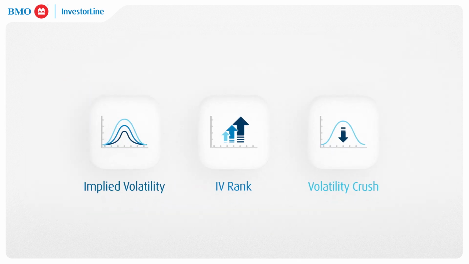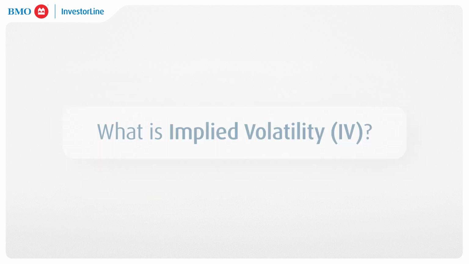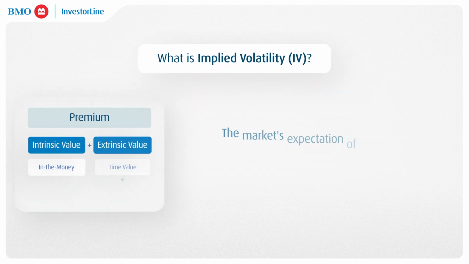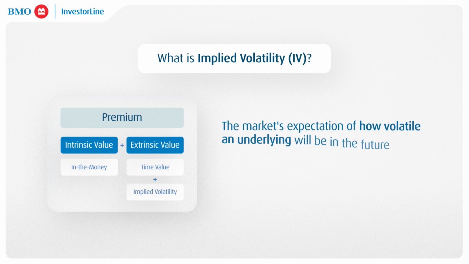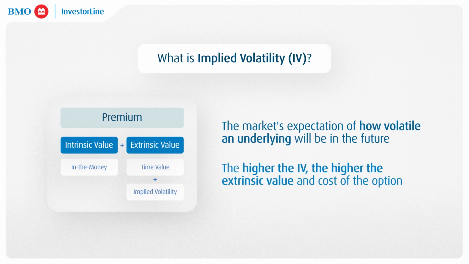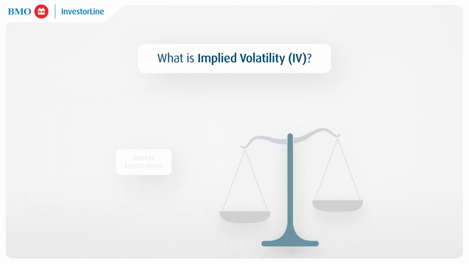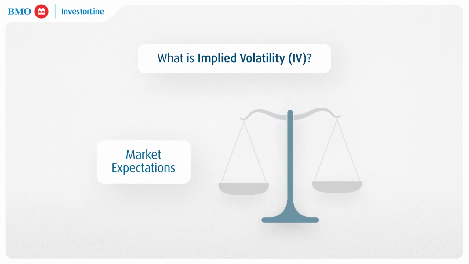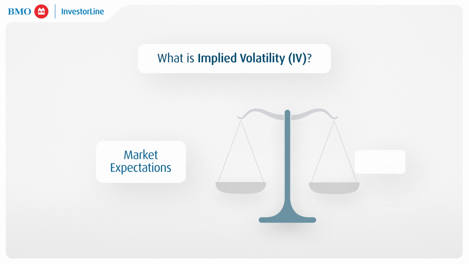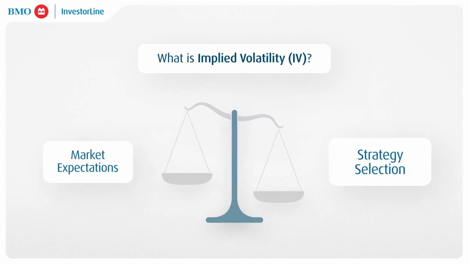Before diving into the strategies, let's lay down some foundations, starting with IV. Implied volatility represents the market's expectation of how volatile an underlying will be in the future. The higher the IV, the higher the extrinsic value and cost of the option, and vice versa. Understanding this will allow you to gauge market expectations of an option's price and select from the option strategies we will explore today.